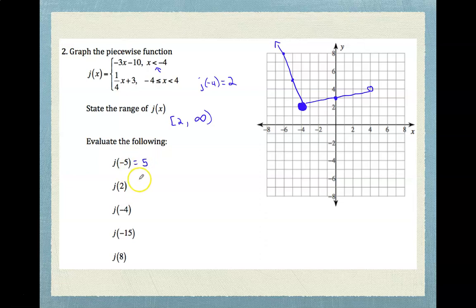J of 2 has a value of, it looks like 3.5, but what I can do is come up here and say, what bucket does 2 fall in? Is 2 less than -4? No. So 2 is not in the top domain. 2 is in the bottom domain. 2 falls between -4 and +4. So I'm going to take 1/4 of 2, which is 1/2, and then add 3, and I do get 3.5.